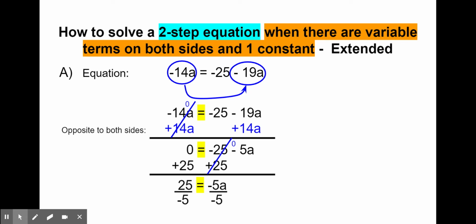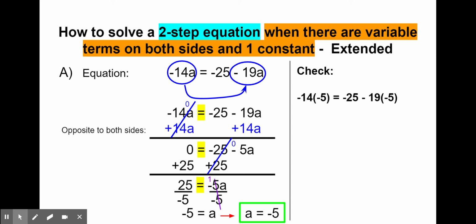And we can divide both sides by negative 5 to give us that 1, when the negative 5 divided by negative 5 on the right cancels out. And we can bring down our answer, negative 5 equals a, the same thing as a equals negative 5. And that's our answer.